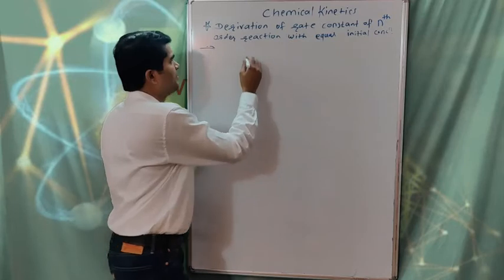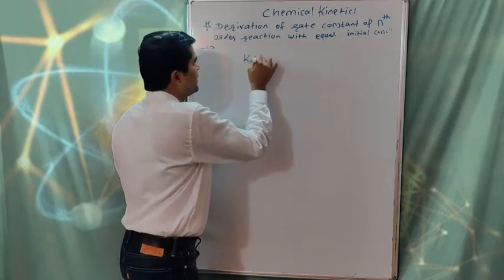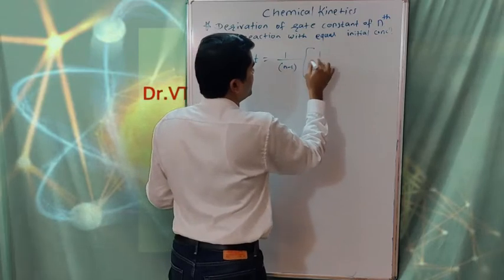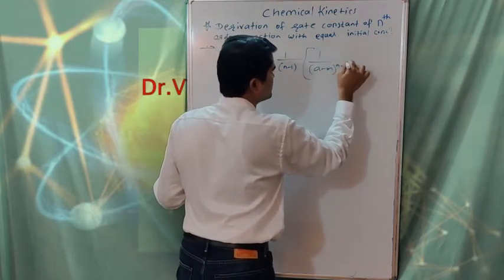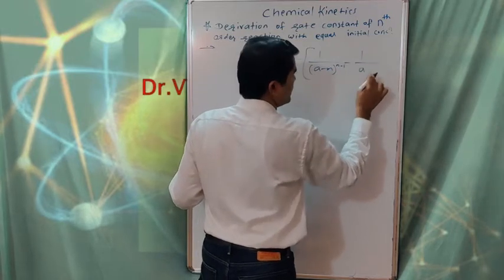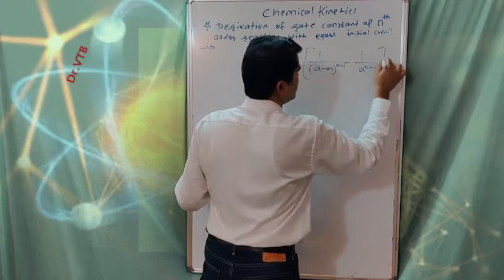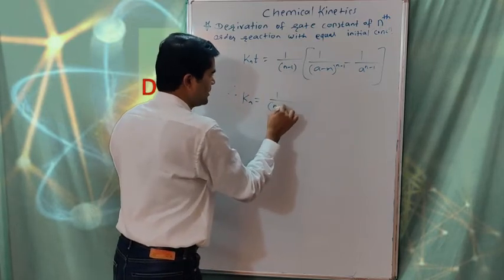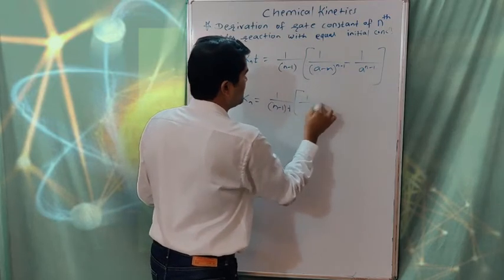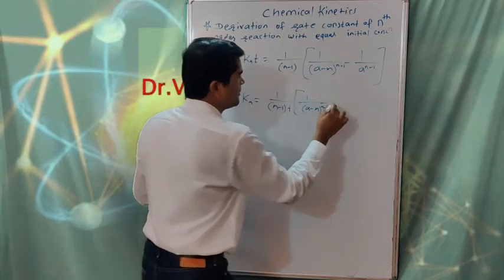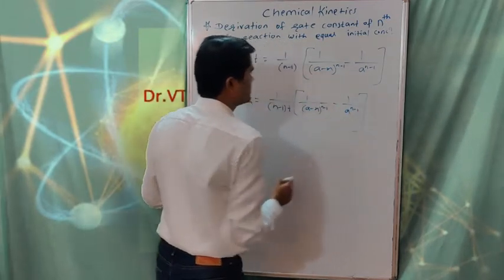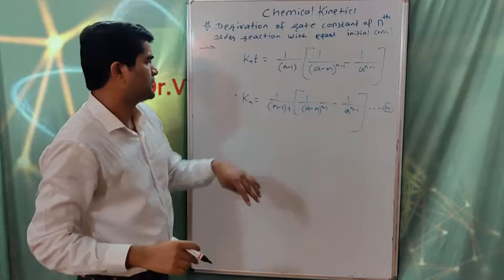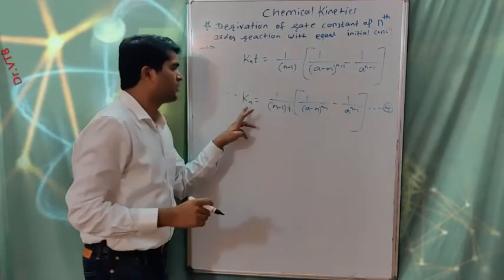Now go ahead, and after simplifying that equation we are getting kn t is equal to 1 upon n minus 1 into 1 upon (a minus x) raised to n minus 1 minus 1 upon a raised to, a minus 0 was a, so a raised to n minus 1. So therefore kn is equal to 1 upon, take t this side, so (n minus 1) into t, into 1 upon (a minus x) raised to n minus 1 minus 1 upon a raised to n minus 1. So this is your equation number 4. kn is equal to this one, and this is the rate constant of nth order reaction.